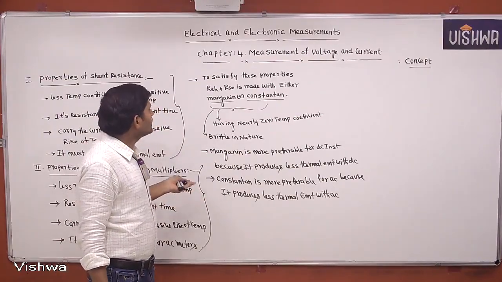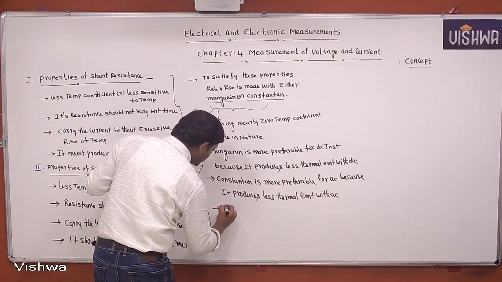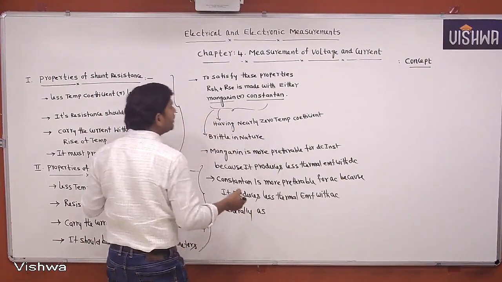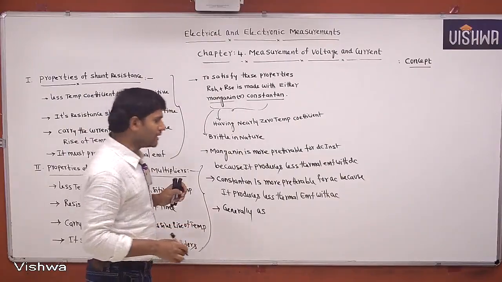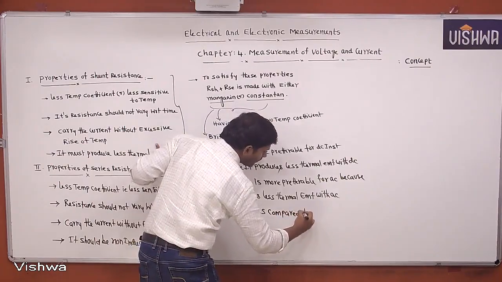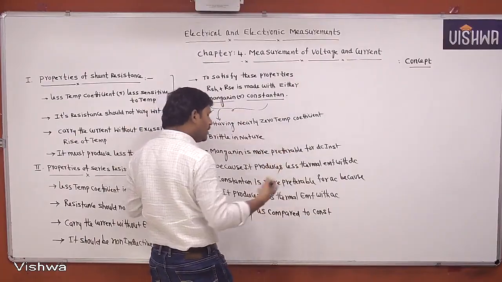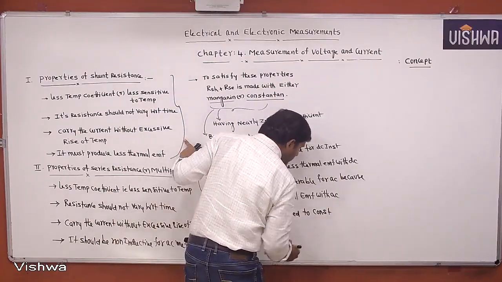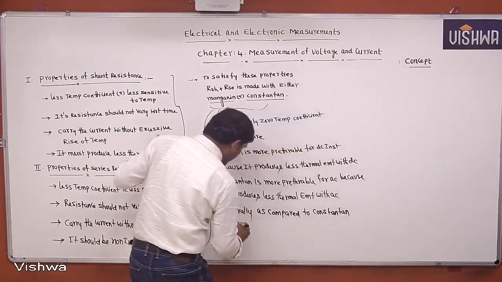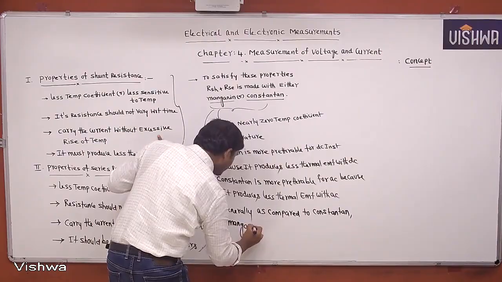But as compared to constantan, manganin is generally more preferable, because manganin is less costly as compared to constantan. If AC or DC is asked, we can select like this, but generally, as compared to constantan, manganin is more preferable.